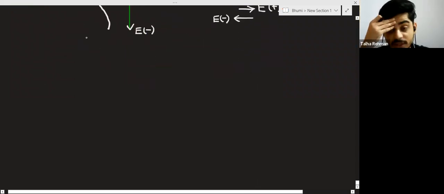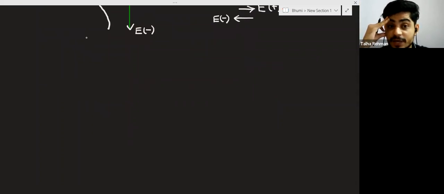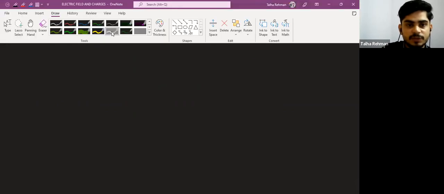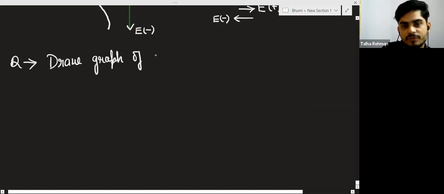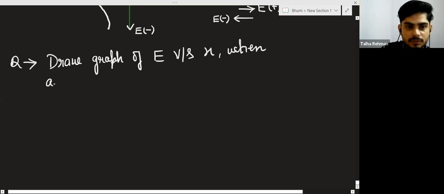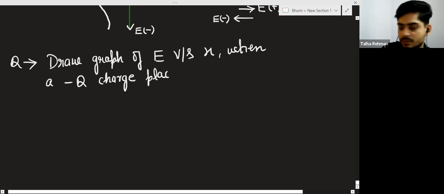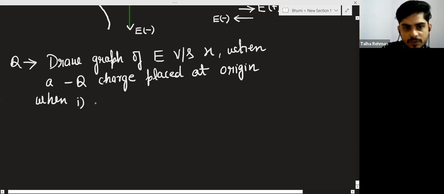So if I want to draw a graph of electric field versus distance, if a negative charge is placed at the origin, draw the graph of E versus X when a minus Q charge is placed at origin, first when X is greater than 0, and second, when X is less than 0.